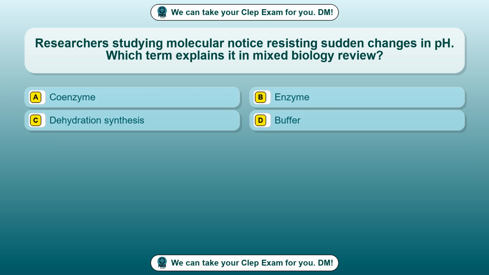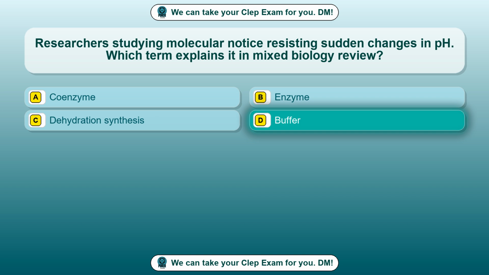Question 13. Researchers studying molecular biology notice resisting sudden changes in pH. Which term explains it in mixed biology review? Option A, coenzyme. Option B, enzyme. Option C, dehydration synthesis. Option D, buffer. The correct answer is option D, buffer.